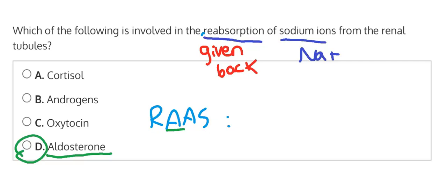And oxytocin, this is part of the pituitary gland, has to do with muscular contraction, and it's useful during delivery of a child. So options A, B, and C are not what we are looking for here. We're looking for aldosterone, option D, for the reabsorption of sodium ions.